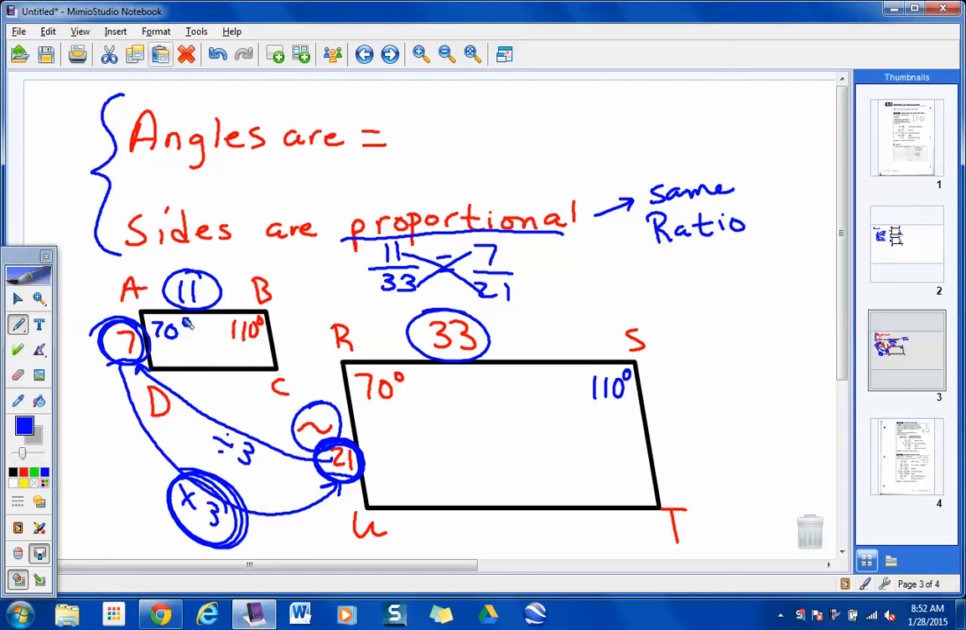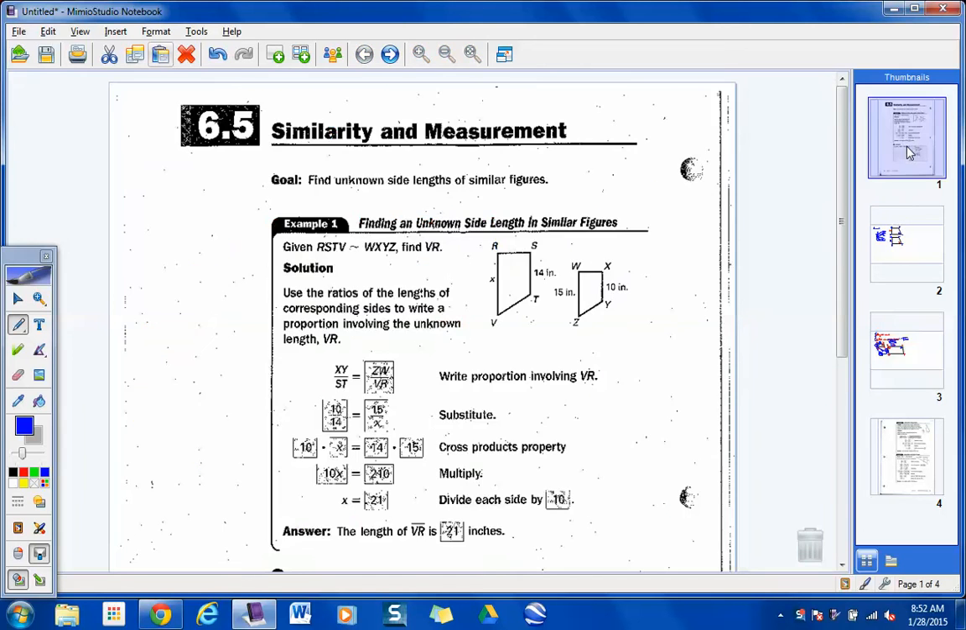Let's head over to the notes. Any questions about what I kind of discussed here when we explored this? Guys, really, everything that you need to know is right in this example. You pretty much told me what to do. Okay? So, let's take a look at the notes quickly. Page 1 here. Guys, similarity and measurement.